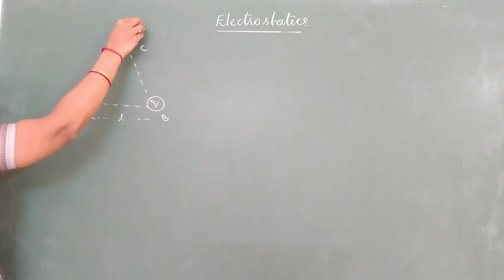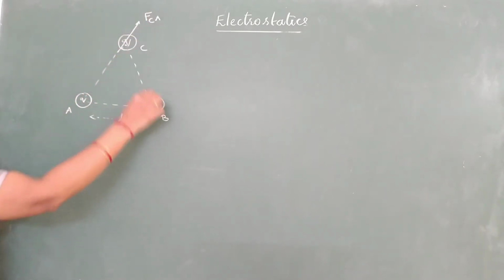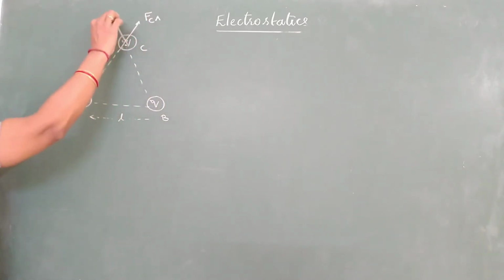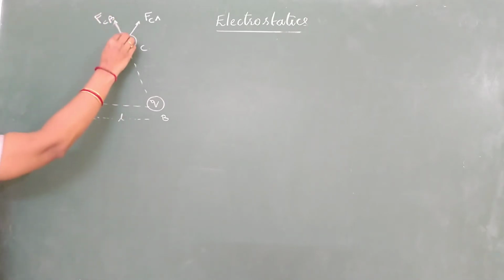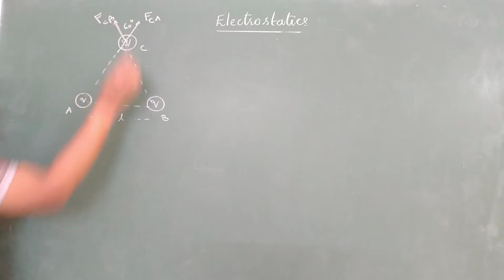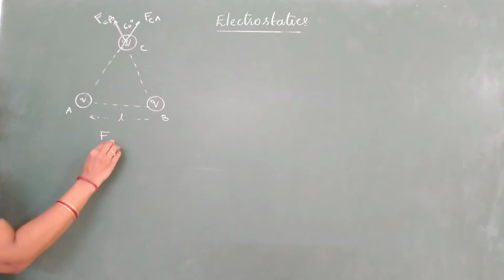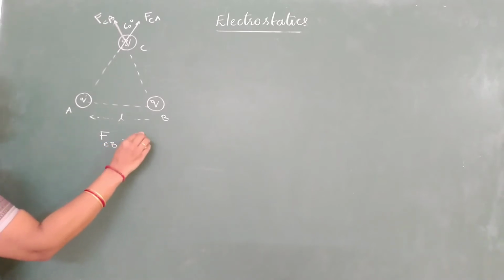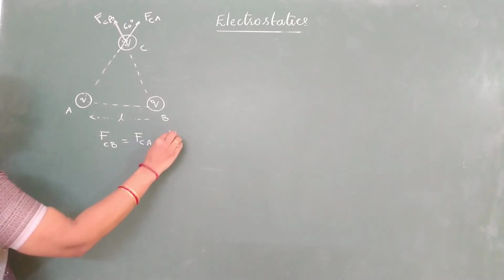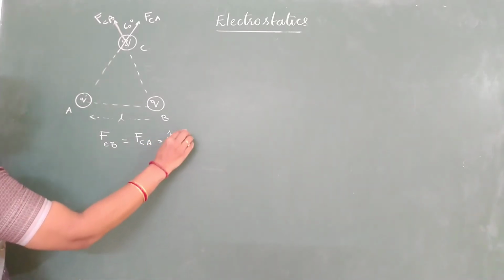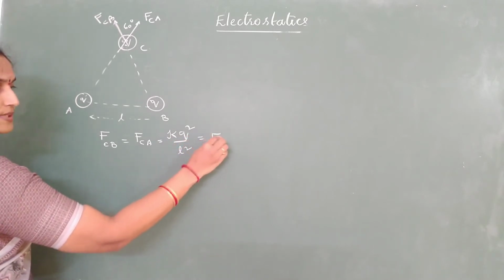Because of A, there is a repulsive force on C due to A. Between these two also there is a repulsive force on C due to B. Angle between them is 60. How to get the net force? First I'll write the magnitude. Force on C due to B equals force on C due to A, because both are identical. Can I write it as 1 by 4 pi epsilon naught, K Q square by L square? This I will take as F.